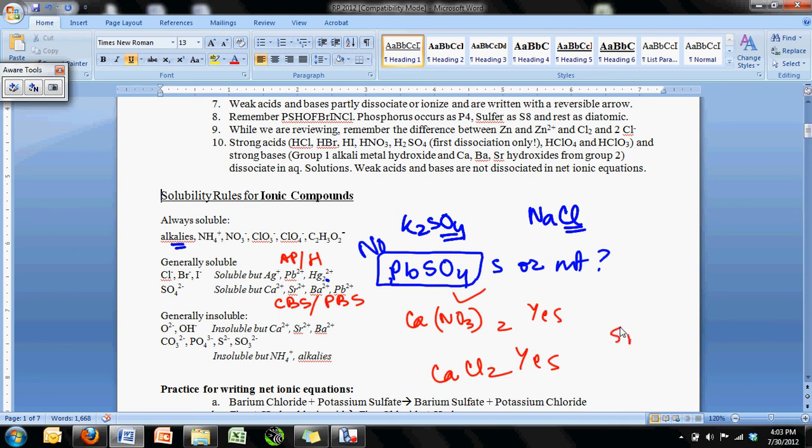Is strontium hydroxide soluble? No, because hydroxide, I'm wrong. This is soluble because hydroxides are generally insoluble, but if it is strontium, calcium, or barium hydroxide, that makes it soluble. So strontium hydroxide is soluble. And you'll learn later that it's a partly soluble compound. Now, what if you had sodium hydroxide? Will it be soluble or not? It will be soluble. Why? Because even though hydroxides are insoluble, there is sodium in it to make it soluble.